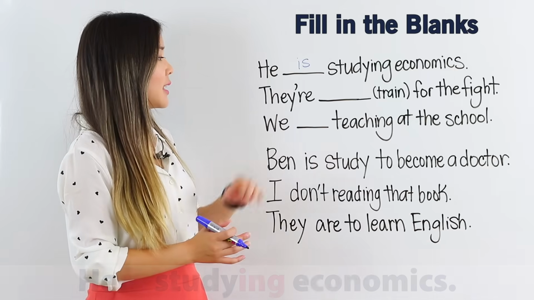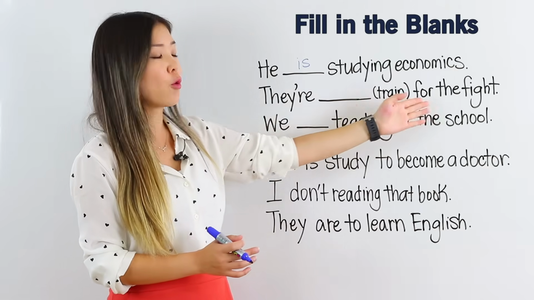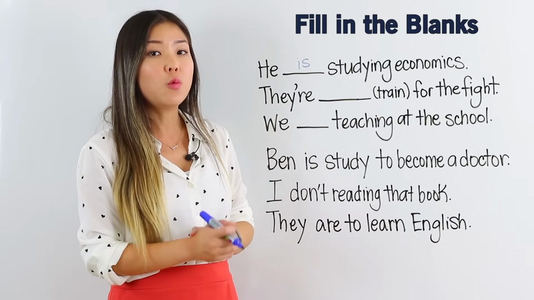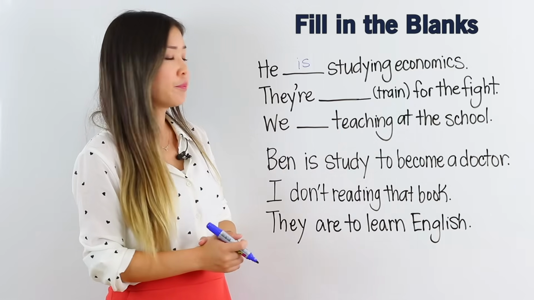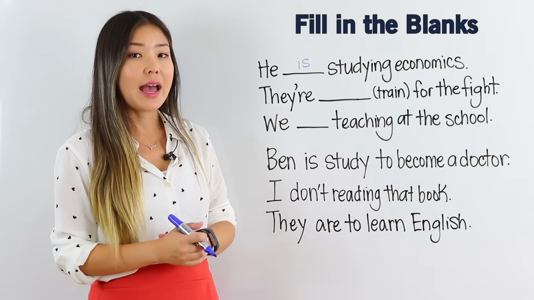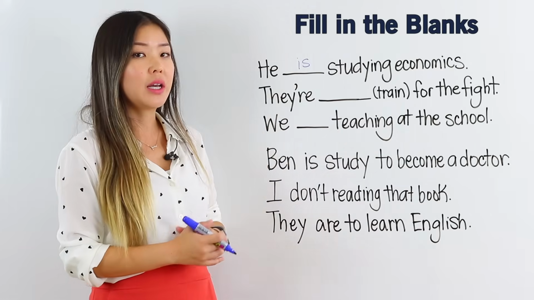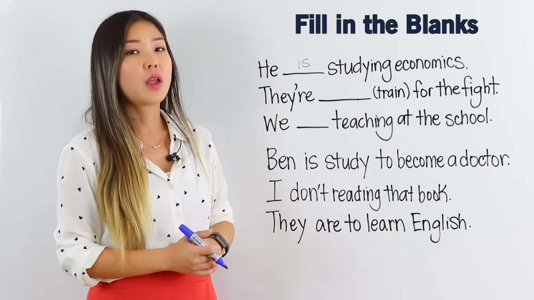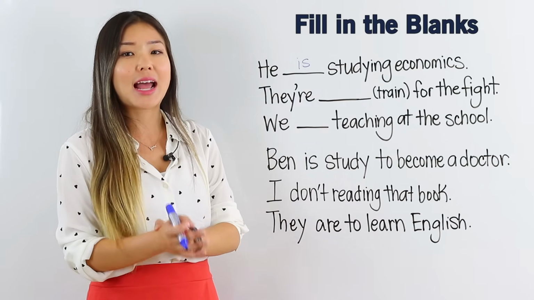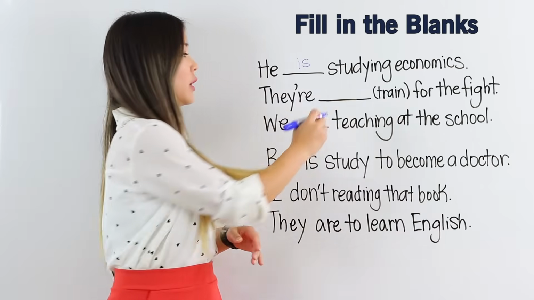The next sentence says they're blank for the fight. The verb we want to use is train. Now, we already have the be verb here. It's in the contraction there because it's they are. All we have to do now is add ing to the verb.